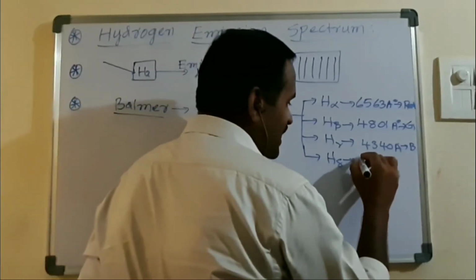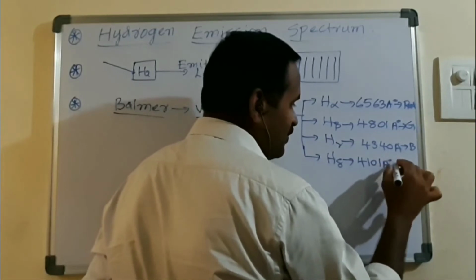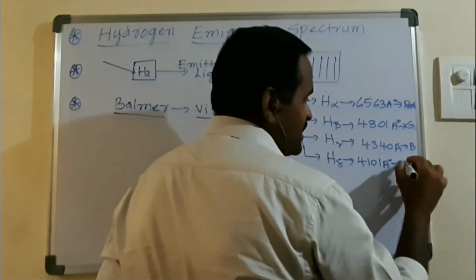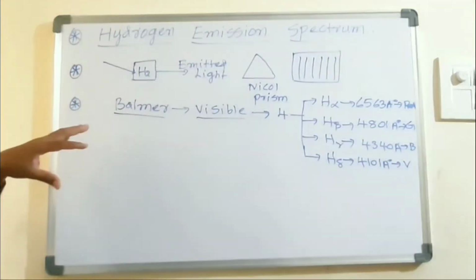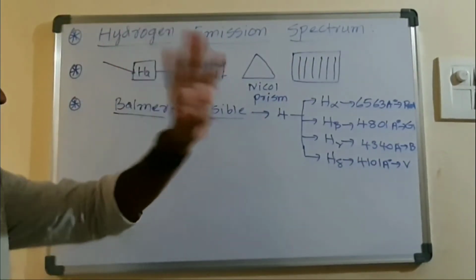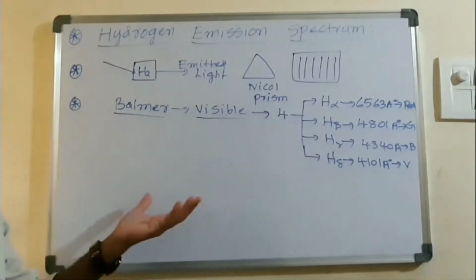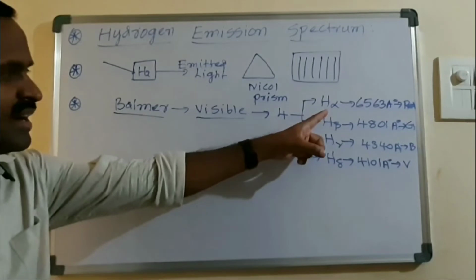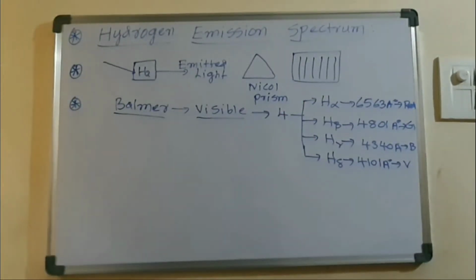This H delta line is found at 410 angstrom, which is a violet color, right? Balmer is a scientist. Actually, he found mainly 4 spectral lines in the visible range of radiation, and those 4 spectral lines are given the notation H alpha, H beta, H gamma, and H delta.